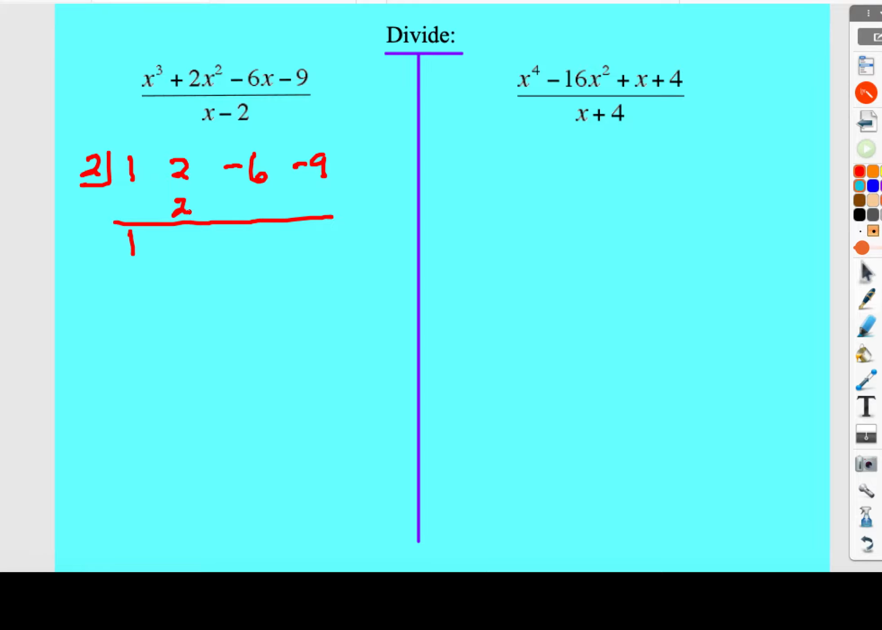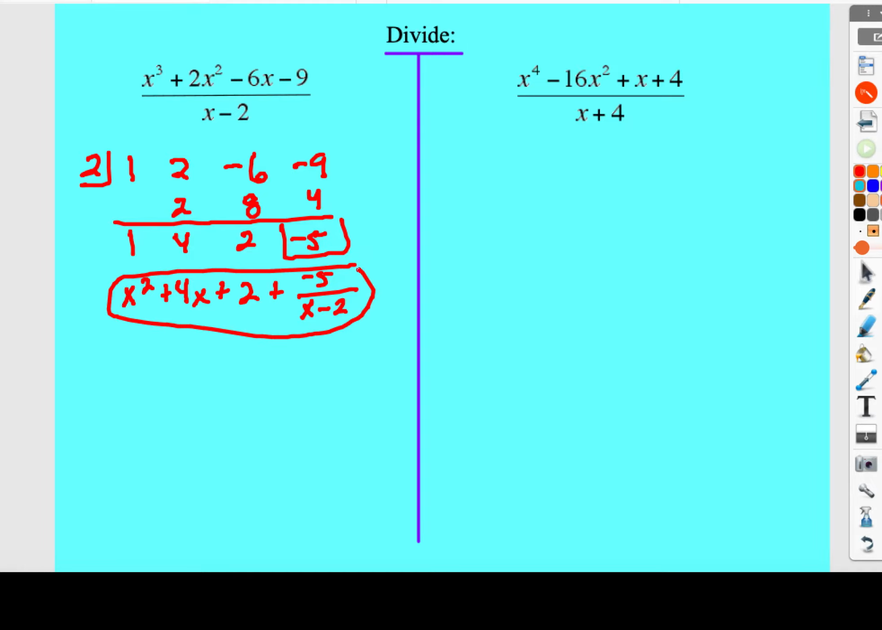So 2 times 1 would be 2. Add that up. Multiply again by the number in the box is 8. -6 plus 8 being 2. And multiply again by 2 is 4. Adding it up makes -5. Again, there's my remainder. So if I write out my problem, I'm going to drop the exponent. What used to be x to the third is now 1x squared here. What used to be squared is now only first power. So I've got plus 4x plus 2 and then plus a -5 divided by x minus 2. Again, we've got our problem, our answer there.